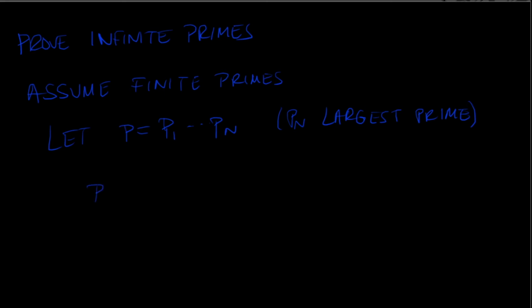I'm going to consider P prime to be P plus 1. So I'm going to take my number P, add 1 to it. So that's going to be the product of all the prime numbers plus 1. So in other words, P prime is this. Okay.